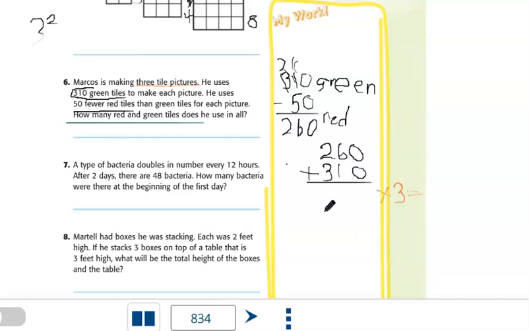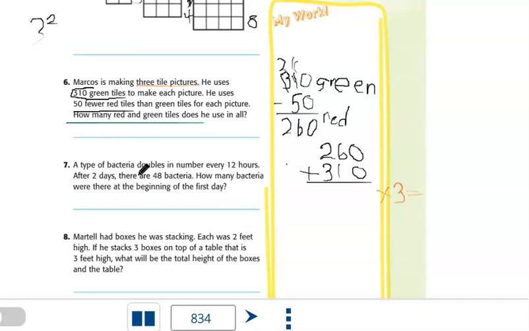So that's already going to be like our squares up here. After 2 days, there are 48 bacteria. How many bacteria were there at the beginning of the first day? So one of the steps you're going to need is how many 12-hour increments are in 2 days. 12, 24, 36, 48. Okay? And then see if you can work backwards to get from the 48 bacteria at the end of 2 days and get back to how many that was to start with.